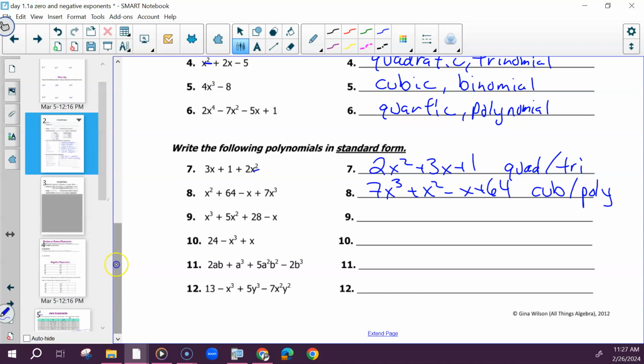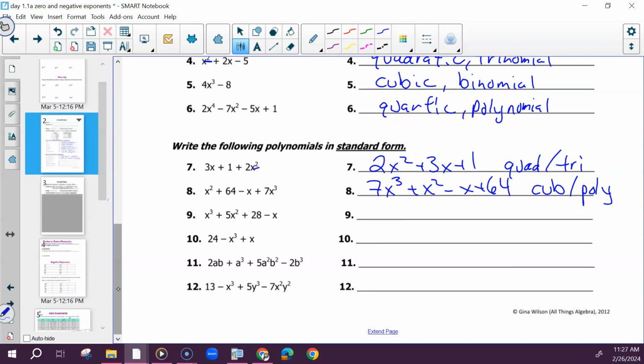And we'll go first. Negative x cubed. And then plus x. Don't put in the squared. If you don't have that, don't add it in. And then plus 24. Degree and number of terms. Cubic trinomial.